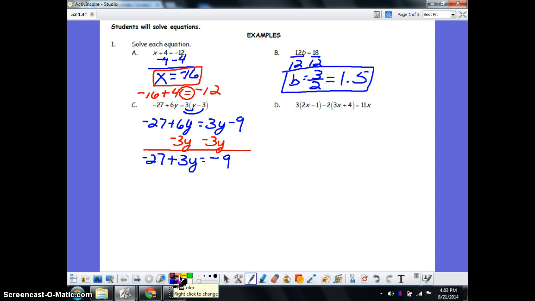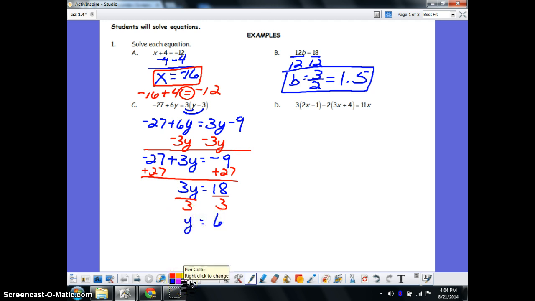Next step, we want to start moving things away from the y. So we'll move the negative 27 first. We want to move whatever's being added or subtracted from the variable before the multiplication. So we will add the 27 to both sides to get that to cancel out. So when we do that, they cancel. We bring down the positive 3y. Negative 9 plus 27 is positive 18. And then we divide by 3 to undo that multiplication. So y is equal to 6.